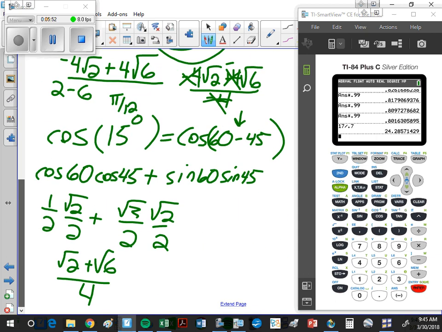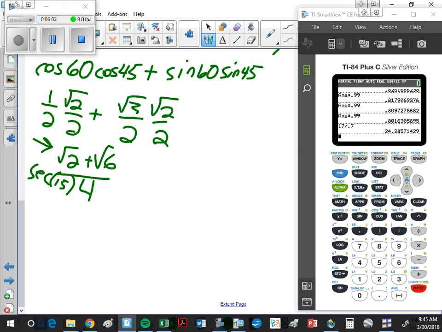Okay, going down here, this is the cosine of 15 degrees. What would the secant of 15 degrees be? Well, we flip that upside down. 4 over root 2 plus root 6. Do I have any problems with the signs? Nope, I like how the signs are set up. So I'm just going to flip it. Or I did flip it.